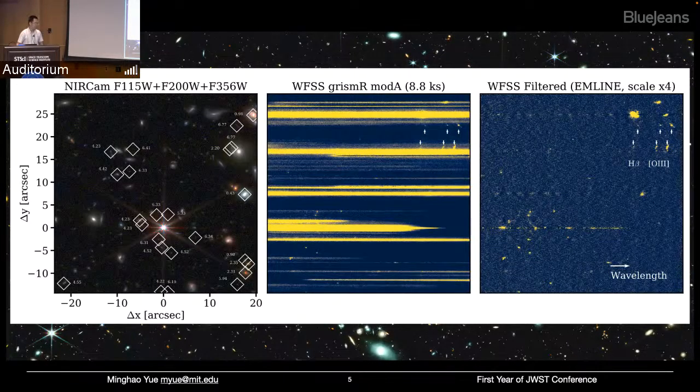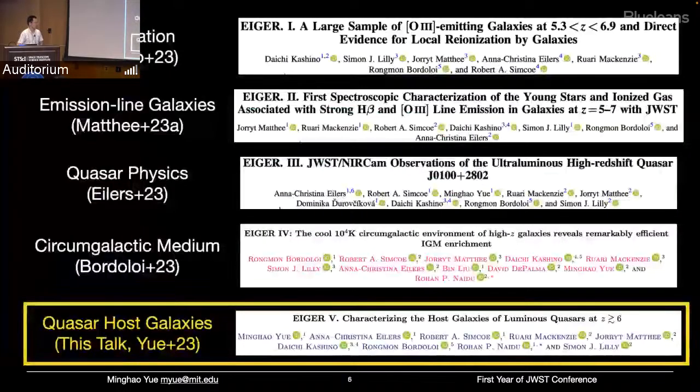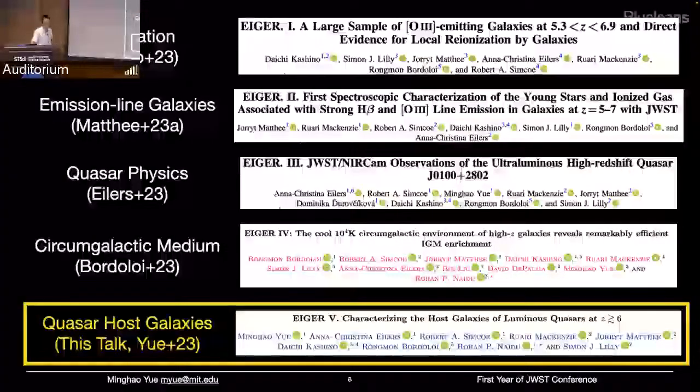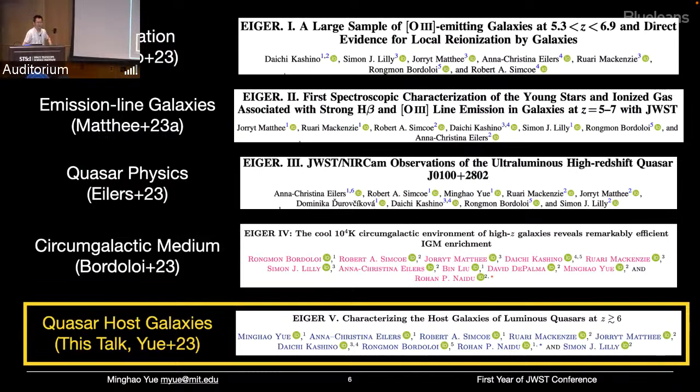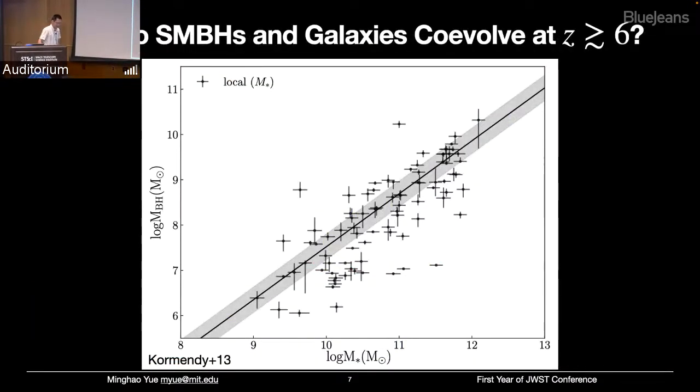So in the past year, there have been a series of EIGER papers coming out. You can see they cover a wide range of topics. In this talk, I'm going to focus on the recent paper by us about high redshift quasar host galaxies. I think in the previous talks, there have been a lot of introductions about why we care about supermassive black holes and their coevolution with host galaxies. So just a brief recap.